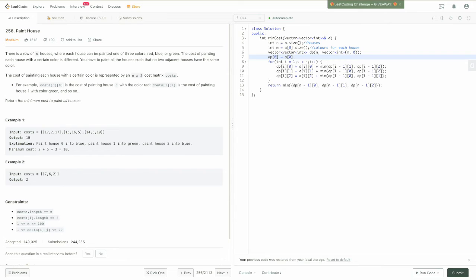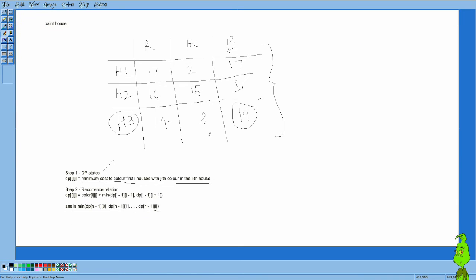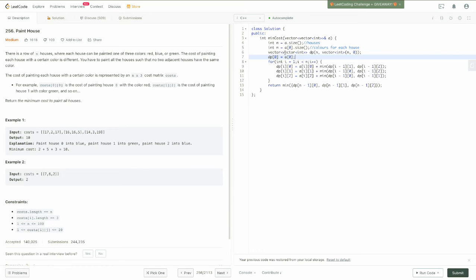And first row is the same, so first row we have taken it as the basic, this one, it will be the minimum. Okay, so minimum of this. So imagine that if there is only one house. Okay, if there is only one house, this is the base case. So what will you color it? You will color it with either red, green, but whichever is the minimum cost, you will color it with that one. So simple. You will just take the minimum for the first row. So we have initialized the first row as this one.